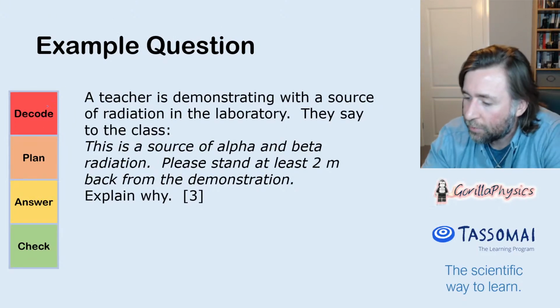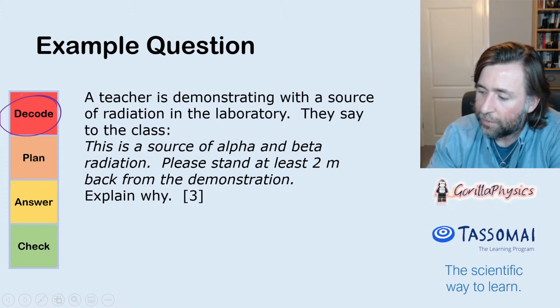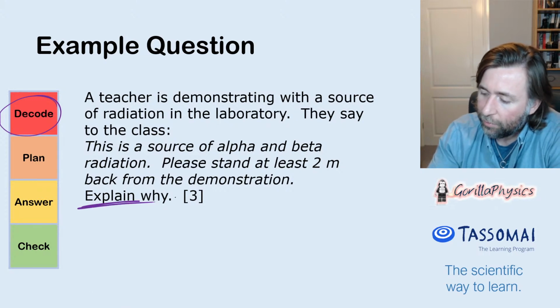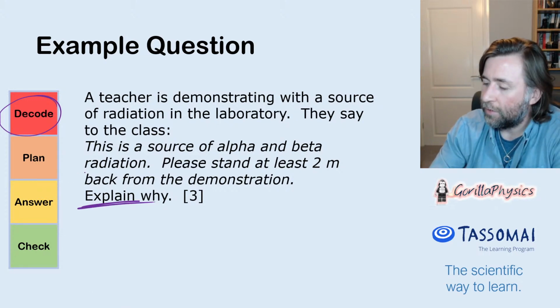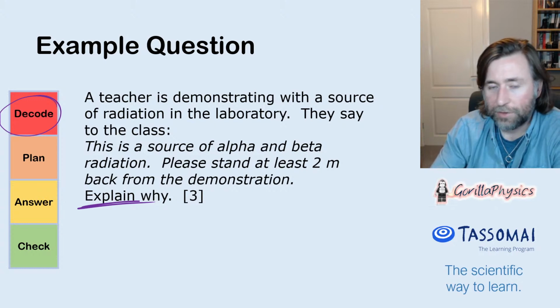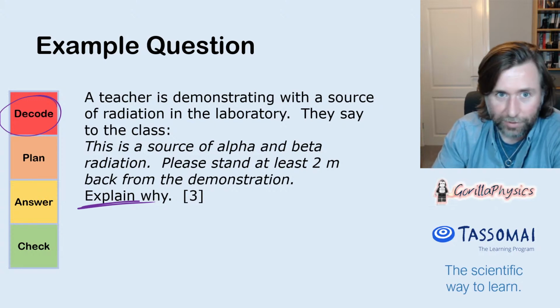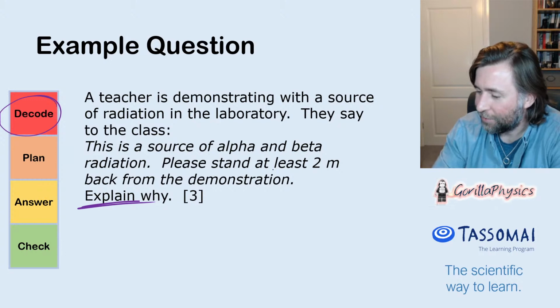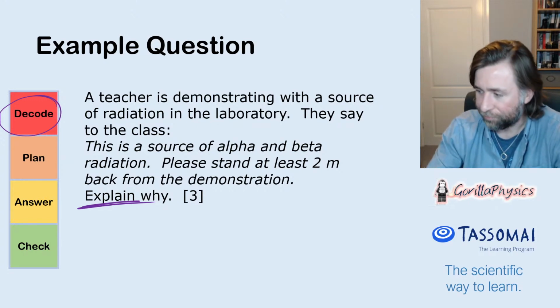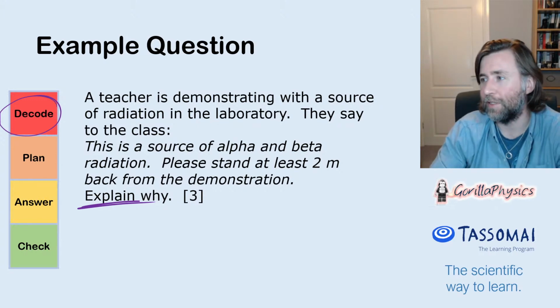Okay, let's decode this one then. A teacher is demonstrating with the source of radiation in the lab. They say this. Explain why this is true. Right, so this is a source of alpha and beta radiation. This is what the teacher says to the class: please stand at least 2 meters back from the demonstration. Explain why they say this.